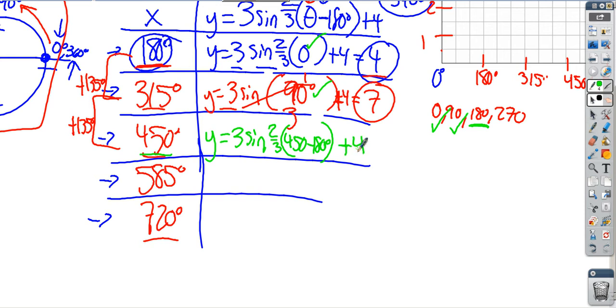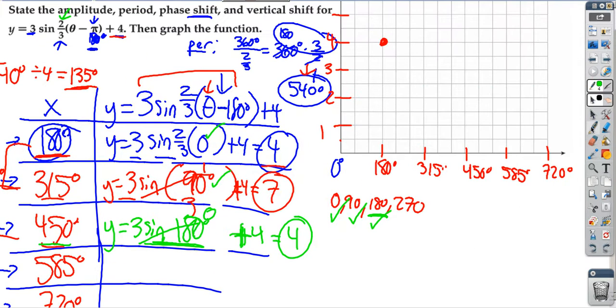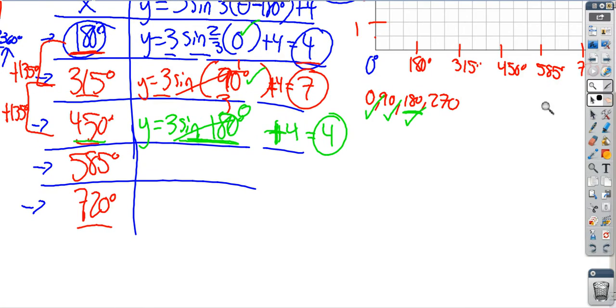Okay, let's see if we do this correctly. So this 450 minus 180 is 270. So we're taking 2/3 of 270, and that turns out to be 180. And that checks that box because we want 180 to show up here. One other thing to notice, we're supposed to take the sine of 180 times 3 and then we do the plus 4 at the end. This is not 180 plus 4, this is sine of 180 and then afterwards plus 4. So the sine of 180 is 0, 0 times 3 is 0, and 0 plus 4 is 4. So we have a point at 450 degrees, comma 4, so that puts us right here. So this is starting to look like a sine graph like it should.